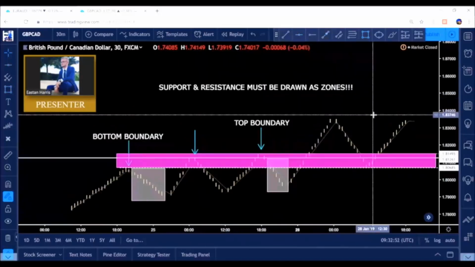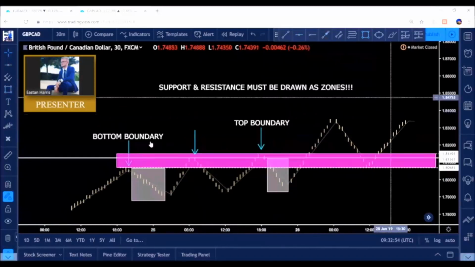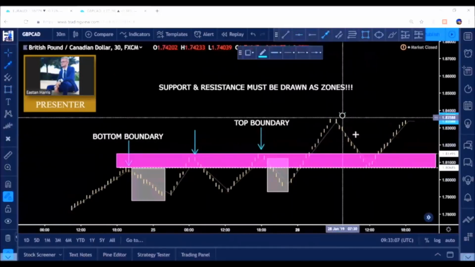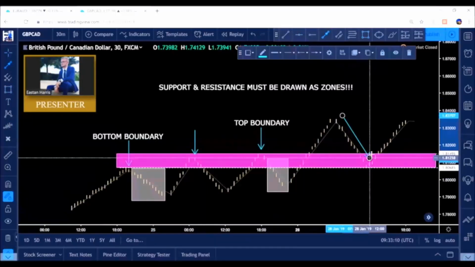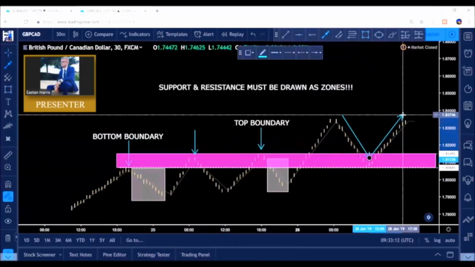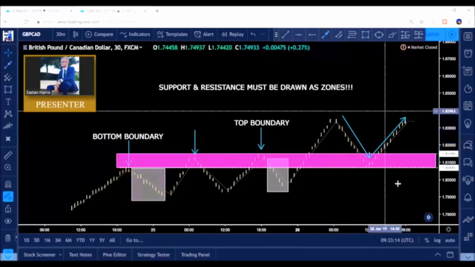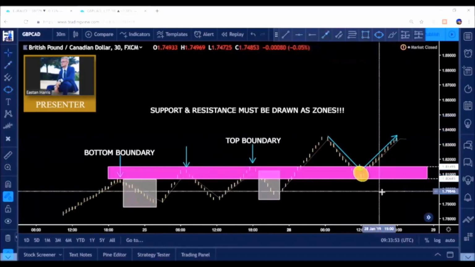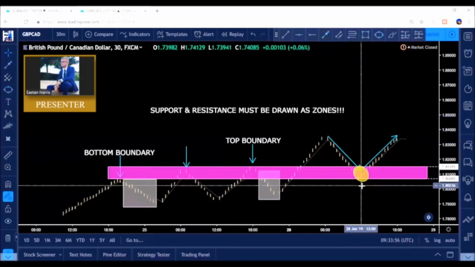And now that we have it drawn like this, and we're not using this line anymore, this move made sense. This makes perfect sense. This whole move down to the support and resistance zone, and then the reaction off of it, this bounce makes perfect sense now. We weren't trying to sell this anymore. We were trying to buy it, and we made money. You know, this is how support and resistance zones work. This is specifically how you draw them.